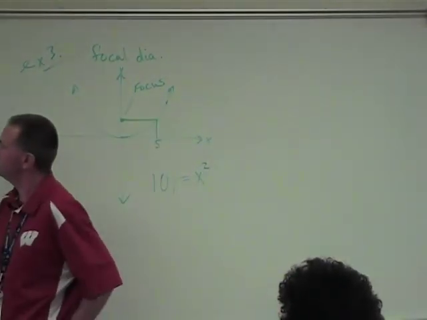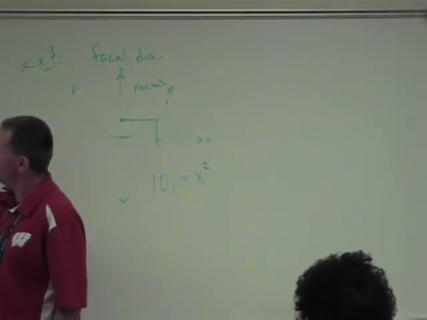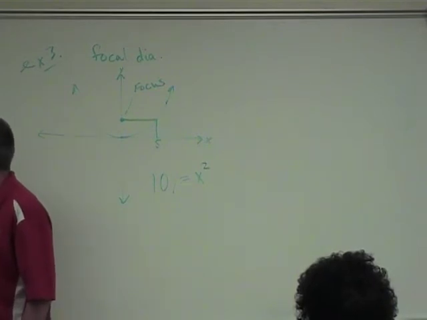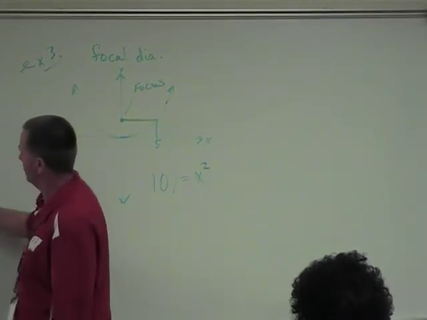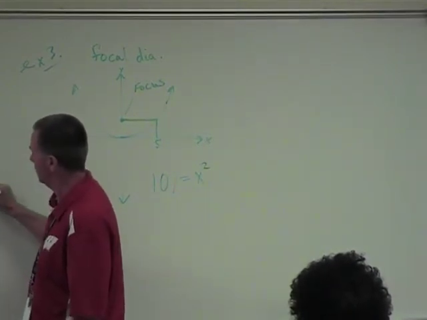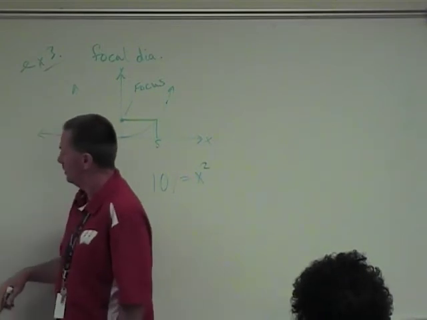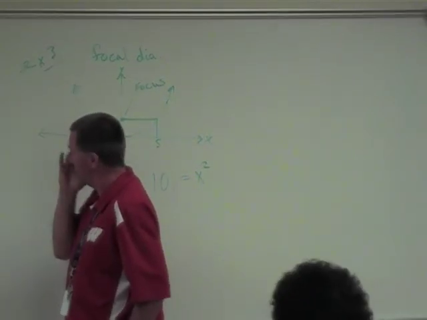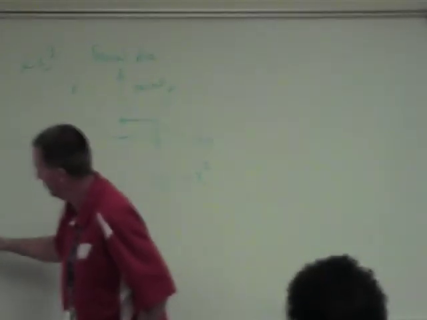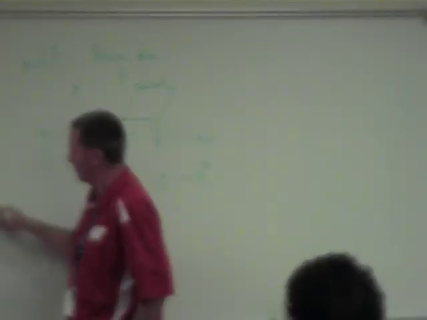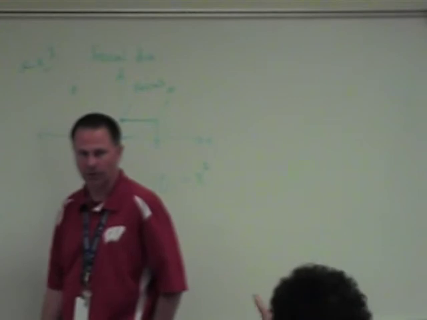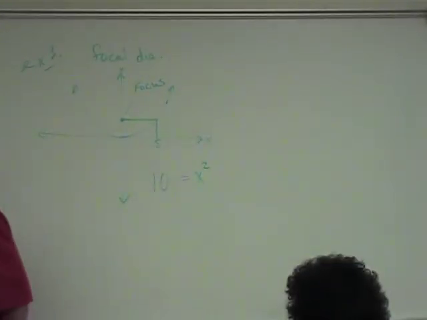How did you get 1/2 x? The directrix, that value is this distance here. That's 1/8. Well, this is 4p, so 4 times p. So 4 times 1/8. That's what gives me 1/2.